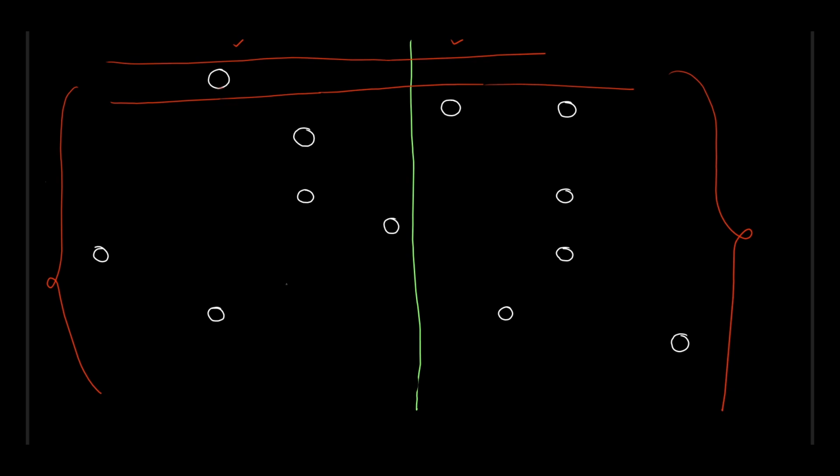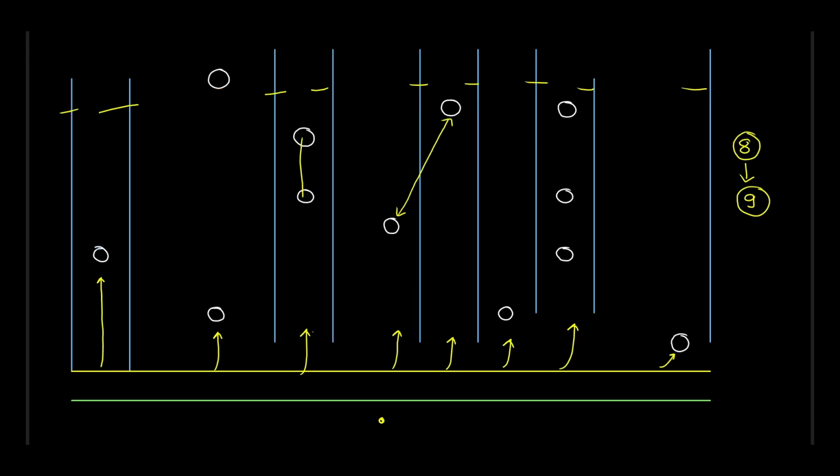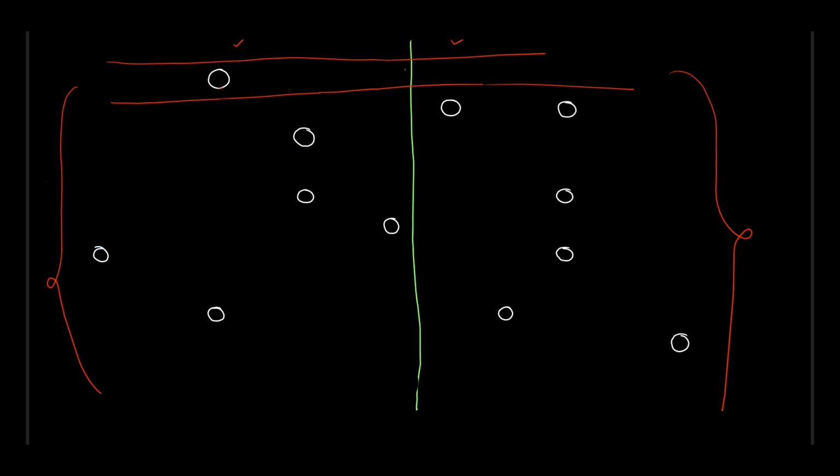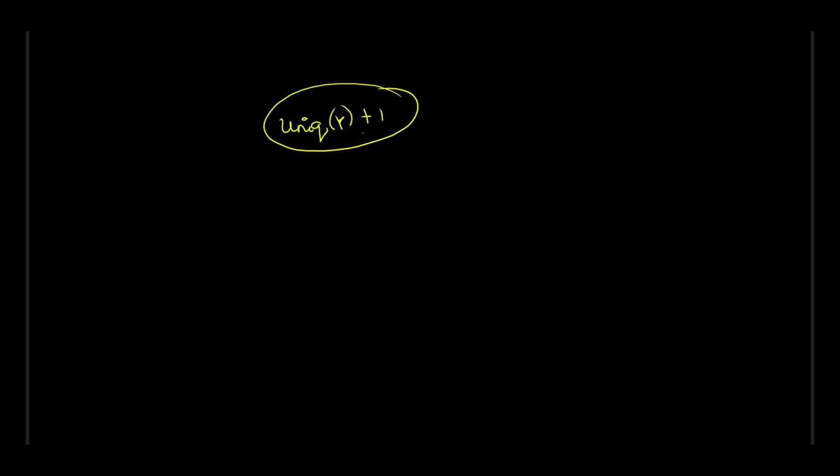So you can see that for each vertical line, the choice of the horizontal line does not change. You still have that many choices. So the answer for the third version would simply be the product of all of these: (unique x plus 1) times (unique y plus 1).